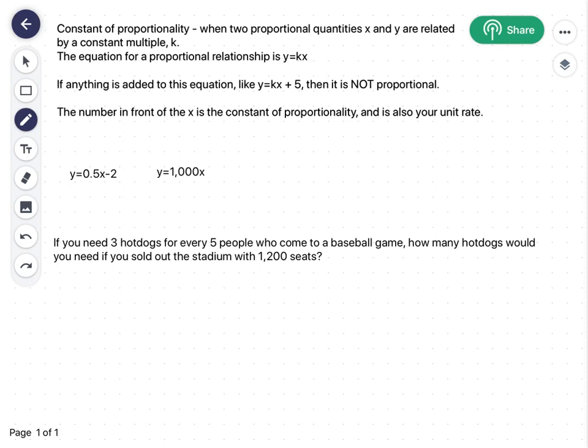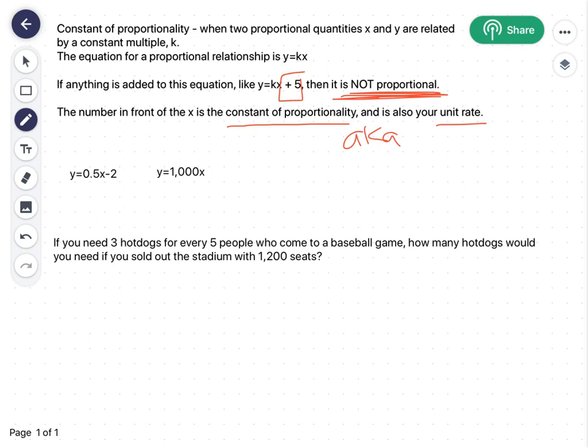So k being the constant of proportionality, y being, we could say, the miles or the hours, or the miles per hour is that y and the x. So if anything is added to this equation, like a plus 5, then it is not proportional. If you see anything that has more than y and x and one other number, then it's not proportional. The number in front of the x is the constant of proportionality, which is aka the unit rate. So your constant of proportionality is your unit rate.